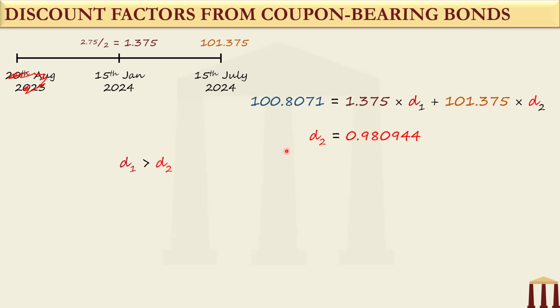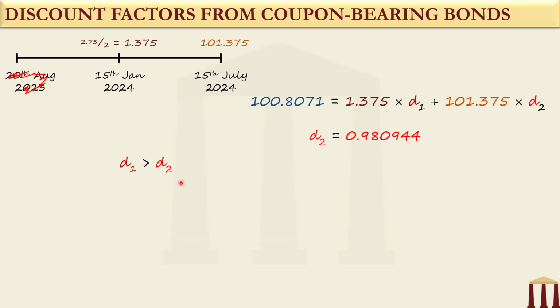Now here you will find that the first discount factor, D1, was 0.99 something, and the second discount factor, D2, is 0.98. And clearly D1 is greater than D2. And on most occasions, you will find that for a far away period, let's say I'm calculating the discount factor for 5 years, it will be even less than the discount factors for all the periods before it.